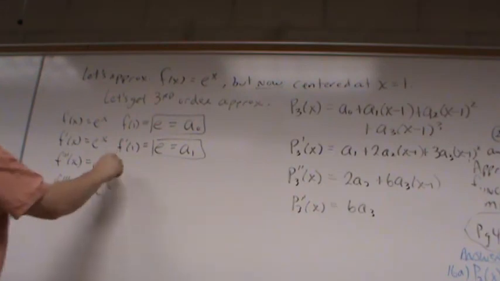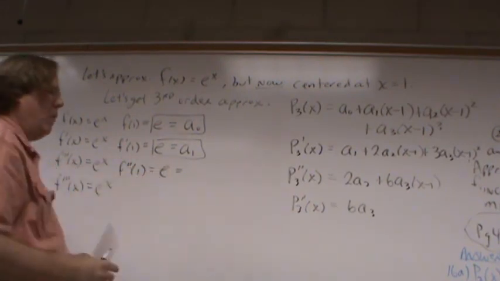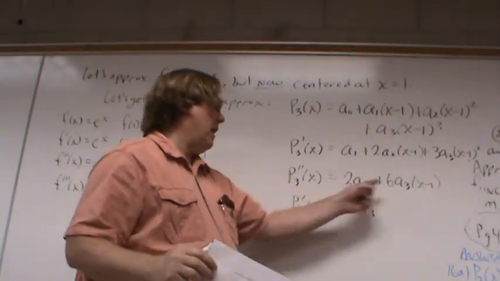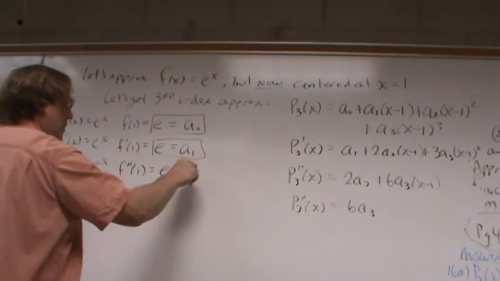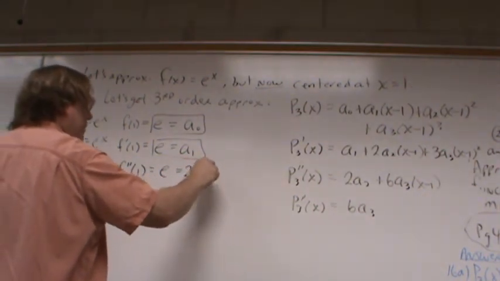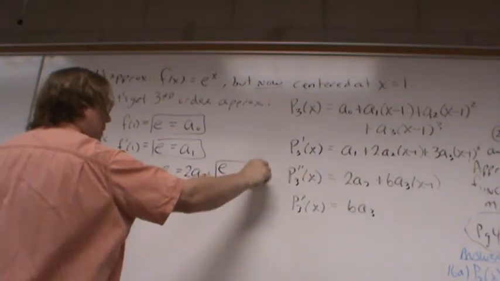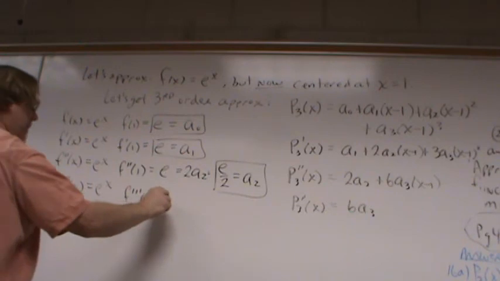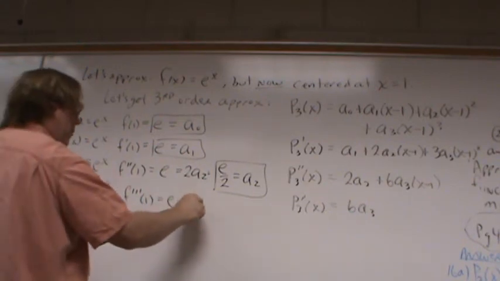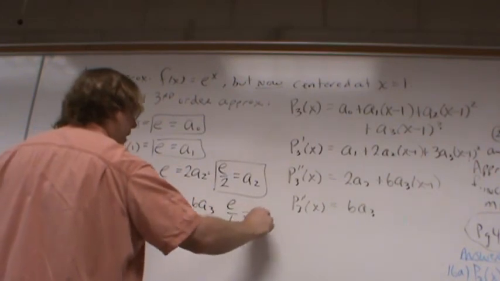Second derivative is going to be e. When I stick in a 1 here, I'm getting p sub 3 of 1, and I get 2a2, which means e over 2 equals a2. And then finally, the third derivative is e again, and that's going to equal 6a3, which means e over 6 equals a3.